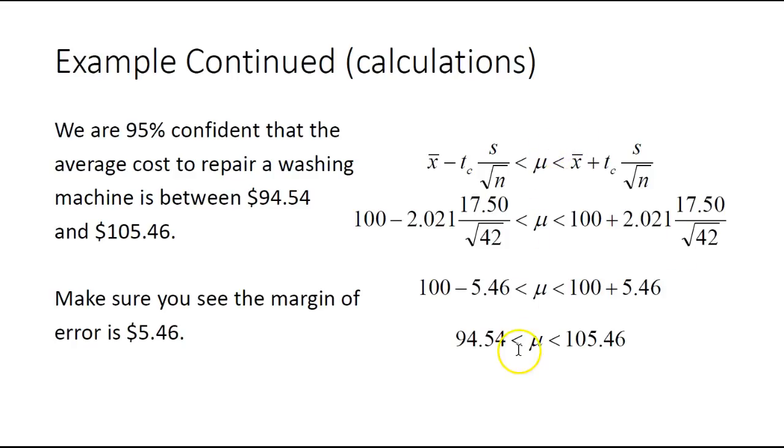Here we push through the math. Once again, make sure you can get this right. Our conclusion is we are 95% confident that the average cost to repair a washing machine is between $94.54 and $105.46. And make sure you understand, like we said, this was the margin of error, so the margin of error is $5.46.